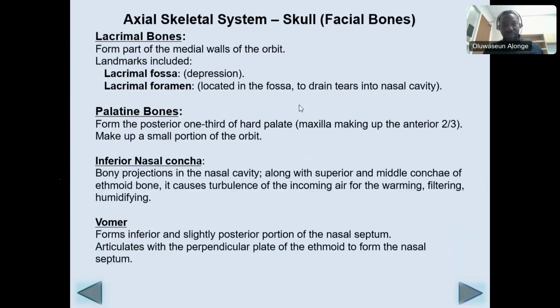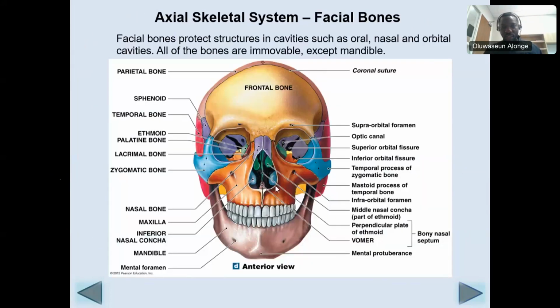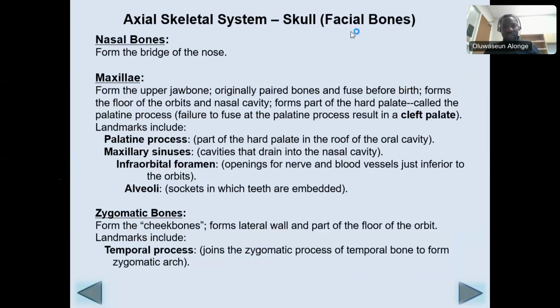Now, the maxilla is the bone that you have right here. That's the maxilla. See that? It's what forms the upper jaw and makes the gingiva for the upper teeth. All right, so the maxilla is from the upper jaw. These are originally paired bones that fuse before birth, form the floor of the orbit and nasal cavity, and form part of the hard palate. The hard palate is what you touch with your tongue when you touch the roof of your mouth. That is the hard palate there.